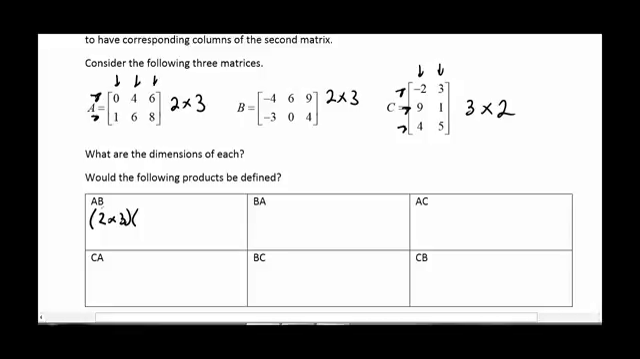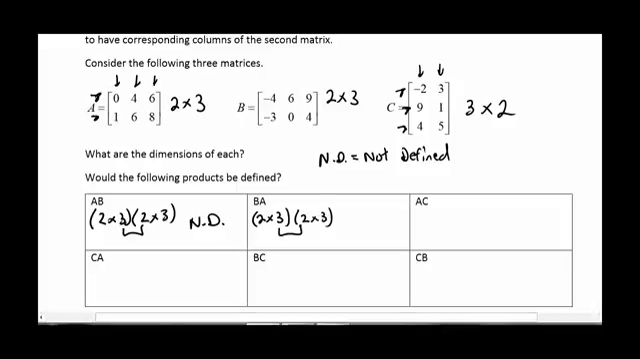So A times B, so a 2 by 3 times a 2 by 3. Notice the numbers don't match, so the product is not defined. I'm going to clarify here, ND in this case is going to equal not defined. In other words, I can't multiply those together, which is kind of weird because I can add them together, but I can't multiply them together. BA is a 2 by 3 times a 2 by 3. Again, the inner numbers don't match, so the product is not defined.